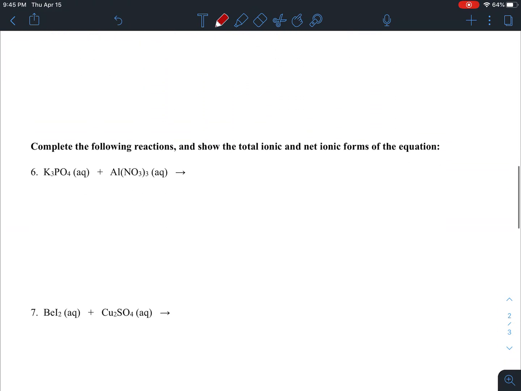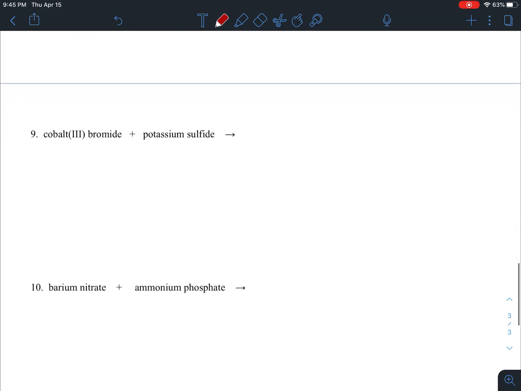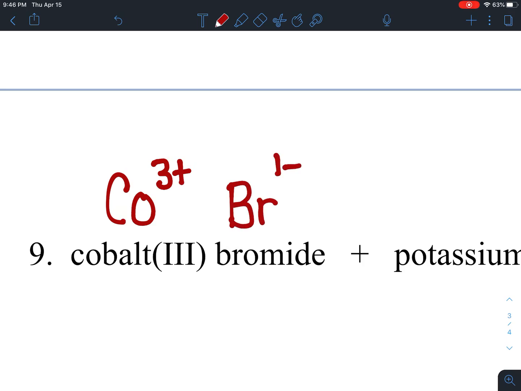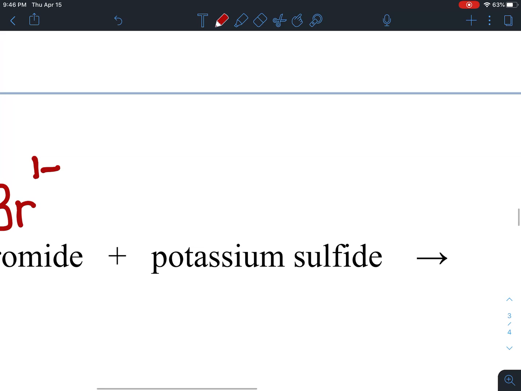All right, last example is example 9. So in the second half of the assignment, what you're being asked to do is to predict the product. The first half of the assignment gives you what the product should be. The second half of the assignment is going to allow you to practice that skill a little bit more. So let's again take a look at what we have for compounds. So cobalt 3 positive is going to combine with bromide, which is Br 1 minus. And then potassium is K 1 positive, and sulfide is S 2 minus.